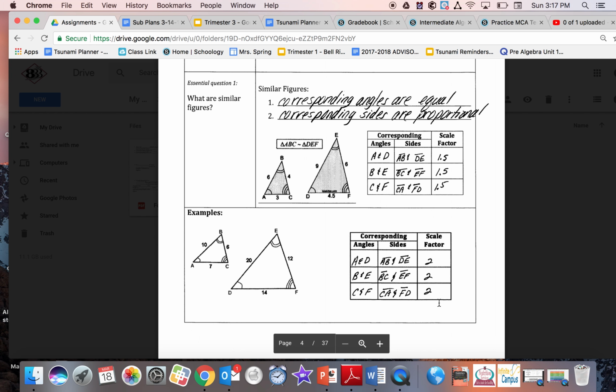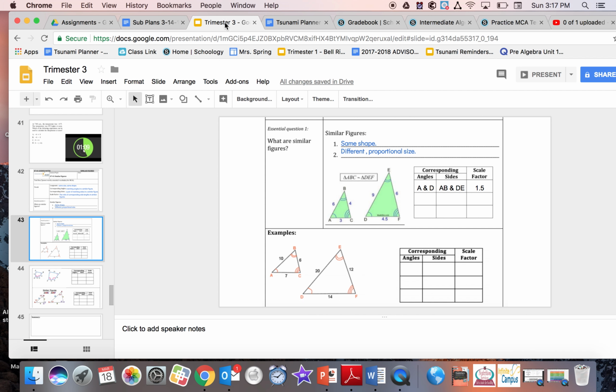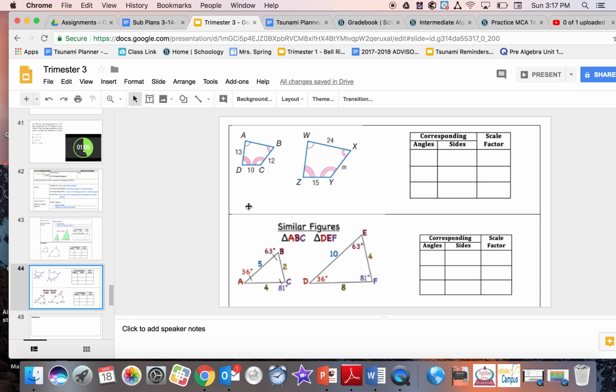Go ahead and try the next 2 examples, which are this quadrilateral and then these triangles. When you're done filling out this entire chart, come back and check your answer with mine to make sure that your notes look good.